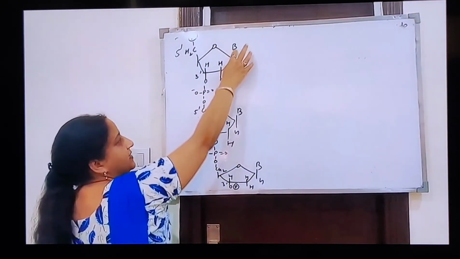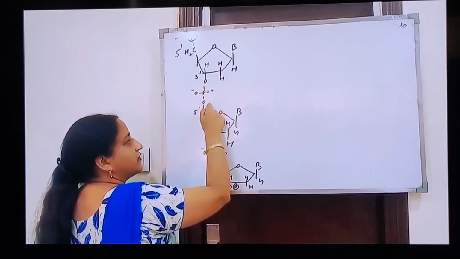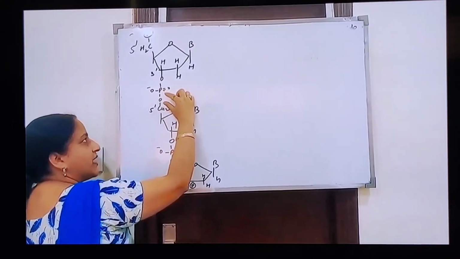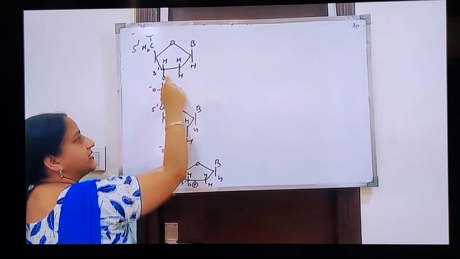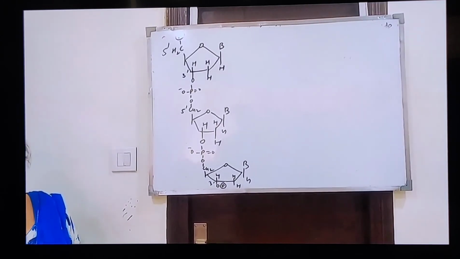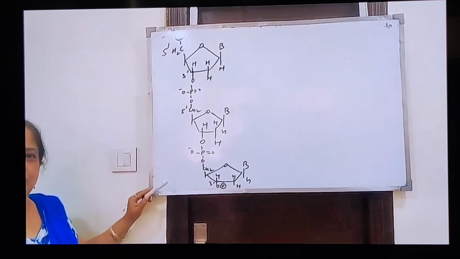This base is joined with the sugar with the help of glycosidic bond. This is phosphodiester linkage. If we consider only one linkage, then it is phosphoester linkage; two linkages, then it is phosphodiester linkage. And this phosphodiester bond is a high energy bond. The polynucleotide chain grows in 5' to 3' direction.